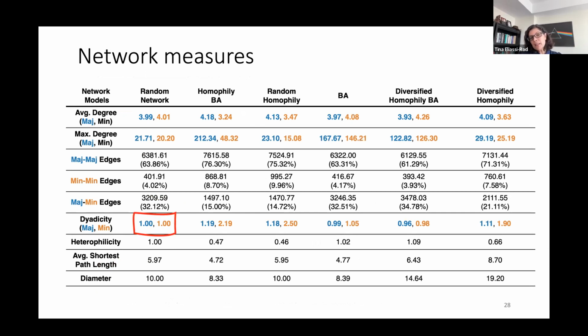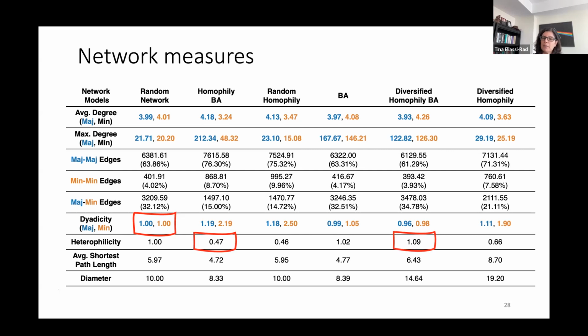So as expected, in the random network, the dyadicity and the heterophilicity are going to be 1. So what you observe is what you expected to observe if the connections were all random. Now, of course, in a real-world network, the connections are not random, right? When somebody joins Facebook, it's not like they just randomly pick somebody and say, okay, I want to be friends with that person. In homophily BA, we observe that the heterophilicity is less than the others. Again, this is because of homophily, that birds of a feather flock together.